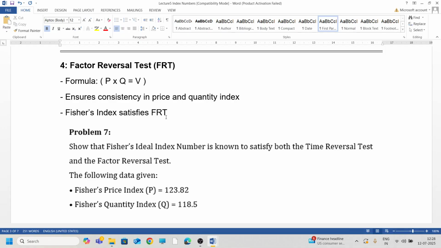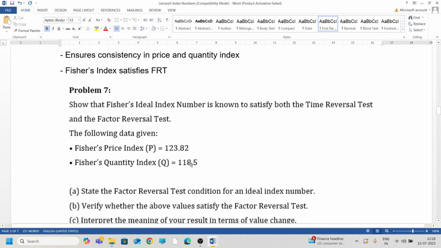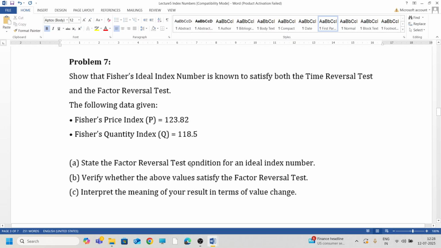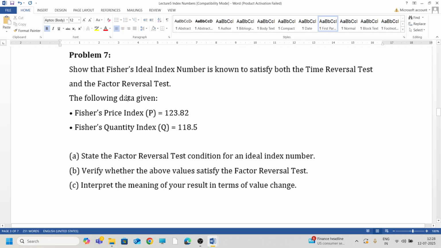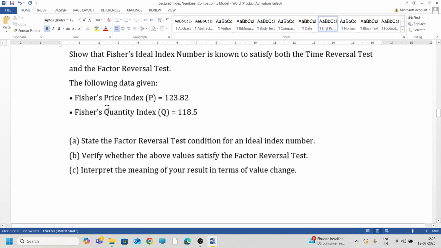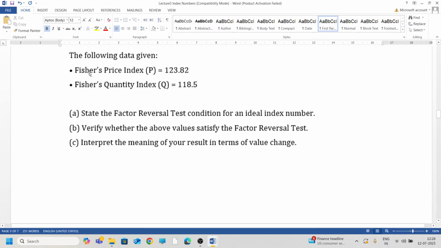Okay. Show that Fisher's ideal index number is known to satisfy both the time reversal test and the factor reversal test. This is the given example problem. The following data is given for that problem. Fisher's price index is 123.82. Fisher's quantity index is 118.5. So P and Q are given: price index, quantity index.